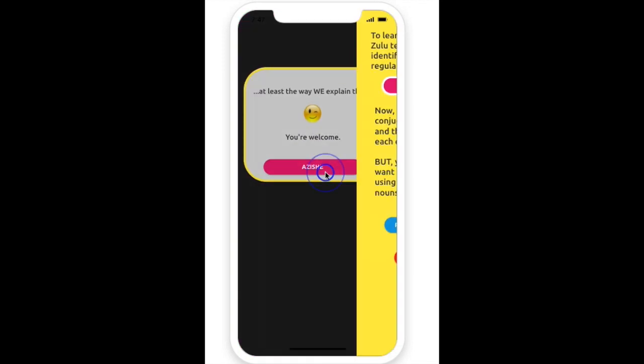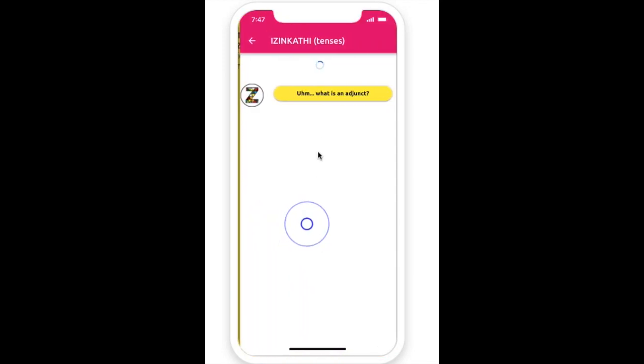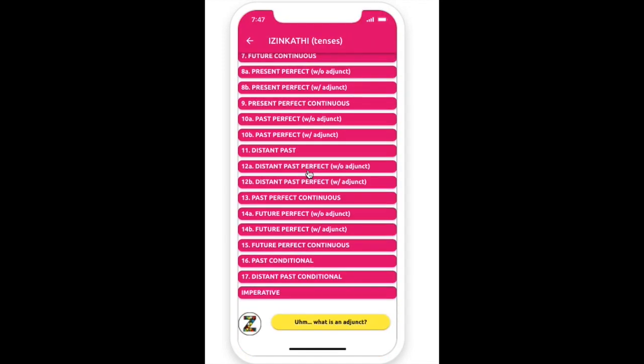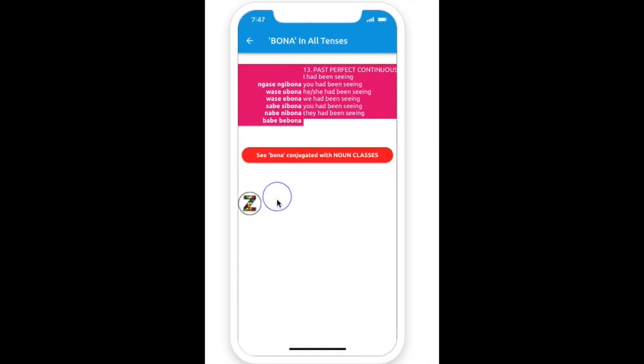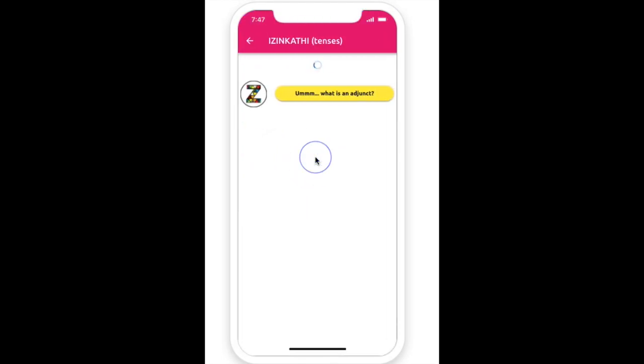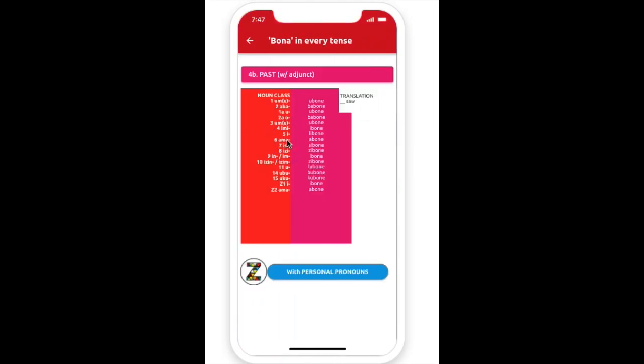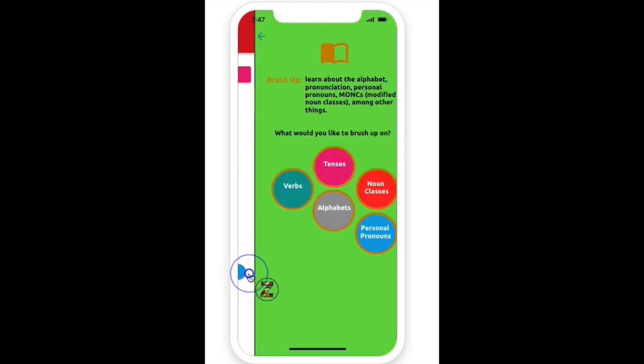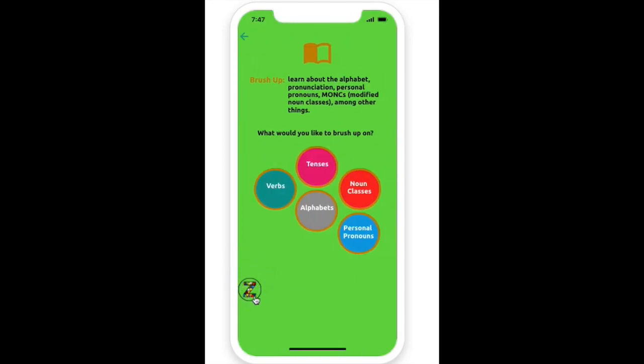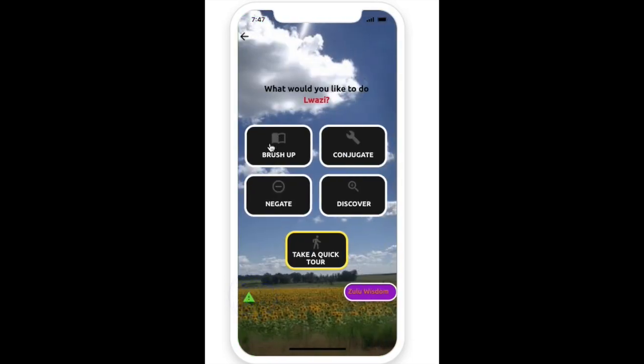Here are those tenses we were talking about. Well, if you click right here, these are all the tenses that you can have in the conjugation. And here you get an example using one word, bona. And you get an example also of all the tenses, but now you're not using he, she, they, but you're using noun classes. So you can learn about the Zulu language and the basics of conjugating its verbs from this one department here called Brush Up.